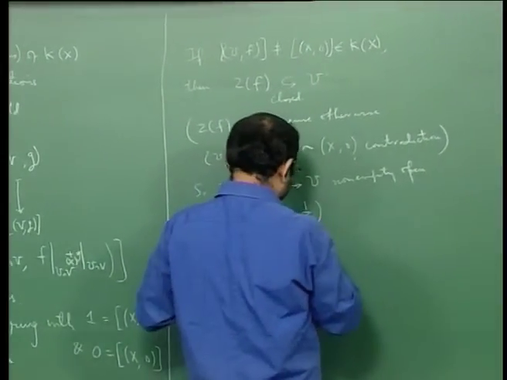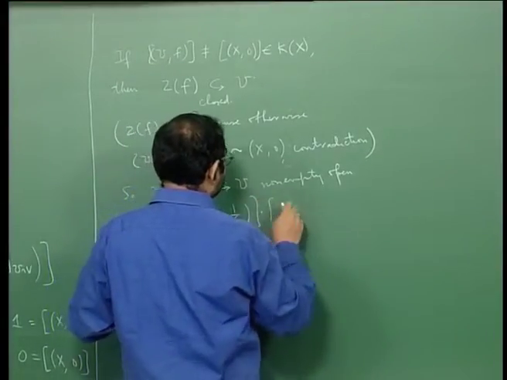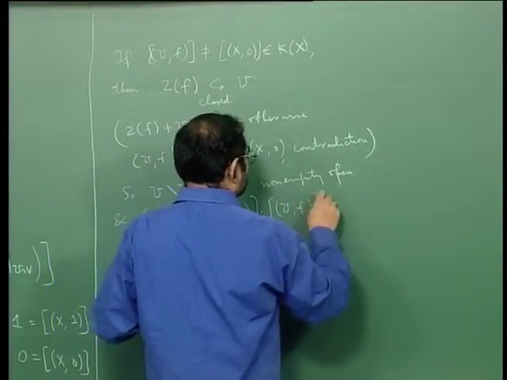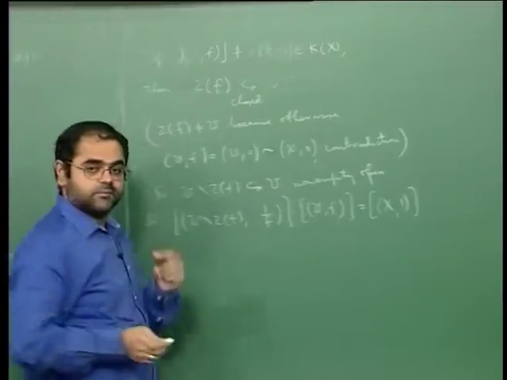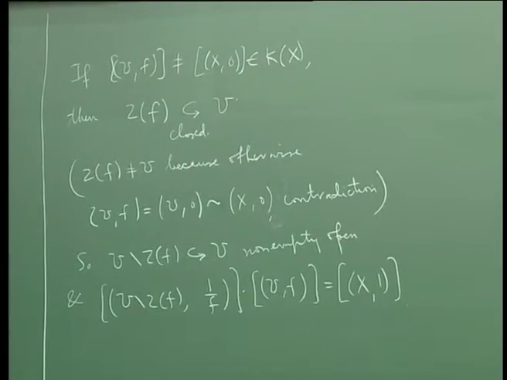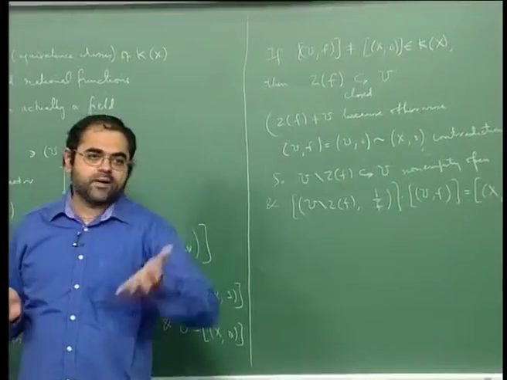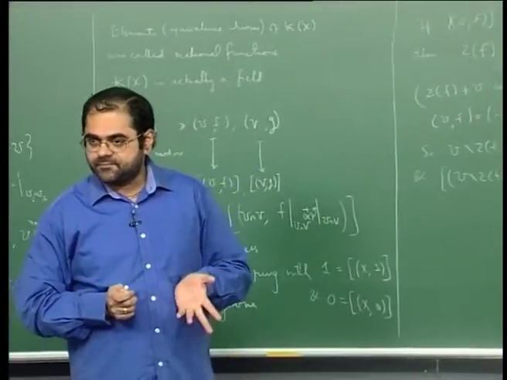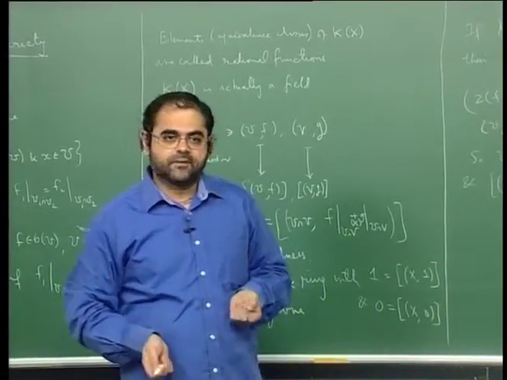So this element, if you multiply it with the original element (U, f), what you will get is just (X, 1). You will get this by the definition of multiplication, because after all 1 by f and f are going to multiply to give you 1 wherever f doesn't vanish, and wherever f doesn't vanish is certainly a huge open set.